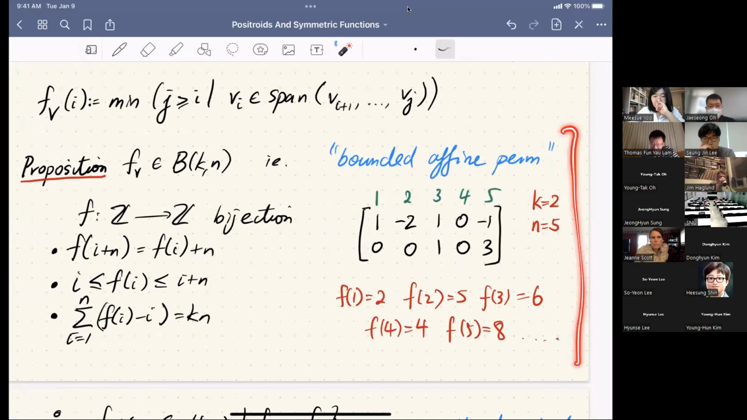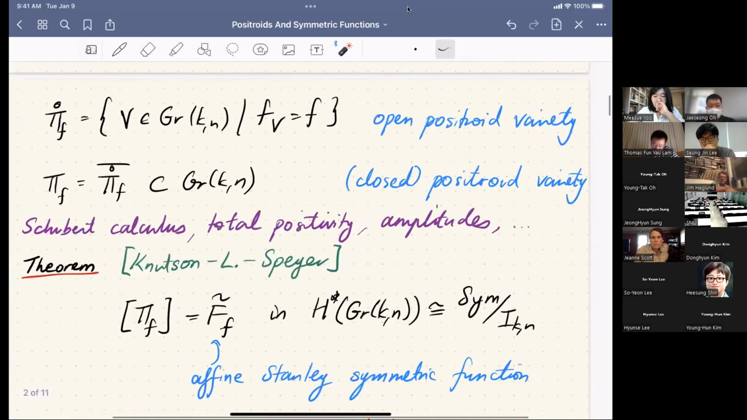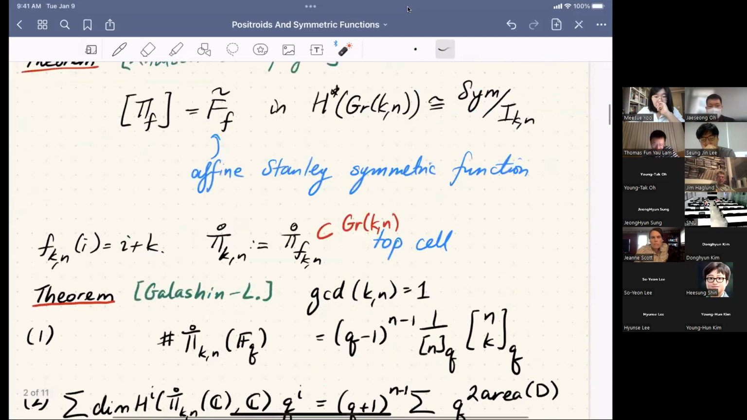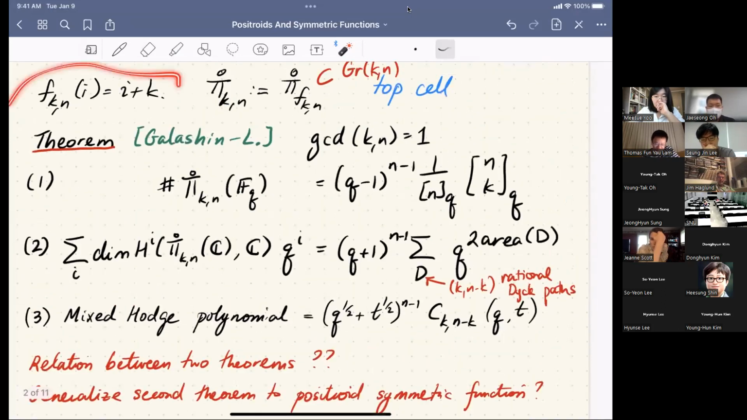You give me a bounded affine permutation, and in this first case you'll get this affine Stanley symmetric function. And in the second case, I only told you what you get for this special F, but you get some kind of Catalan combinatorics. Actually, what this talk is really about is what happens if you take other Fs. Here I took this F, the simplest bounded affine permutation, sometimes called the identity. It's not really the identity, but it's the shift permutation. And we get this Catalan combinatorics. So what happens when you try other Fs? What kind of combinatorics do you get in the second theorem?